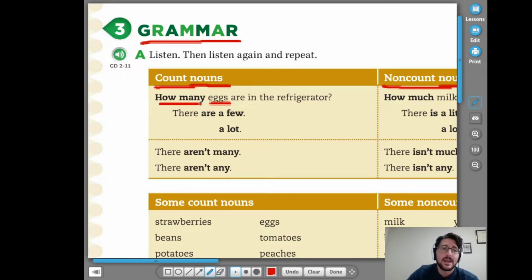몇 개 하면 how many. So our keyword for count nouns we use how many. 조금만 있으면 we would say there are a few. How many eggs are in the refrigerator? There are a few. 많이 있으면 there are a lot. Okay? There are a few, there are a lot.